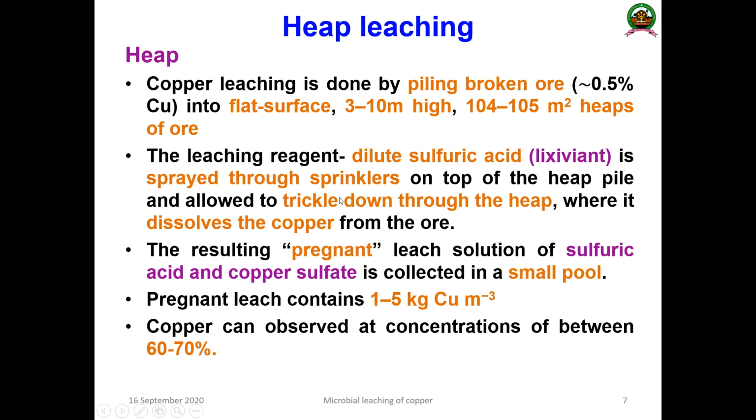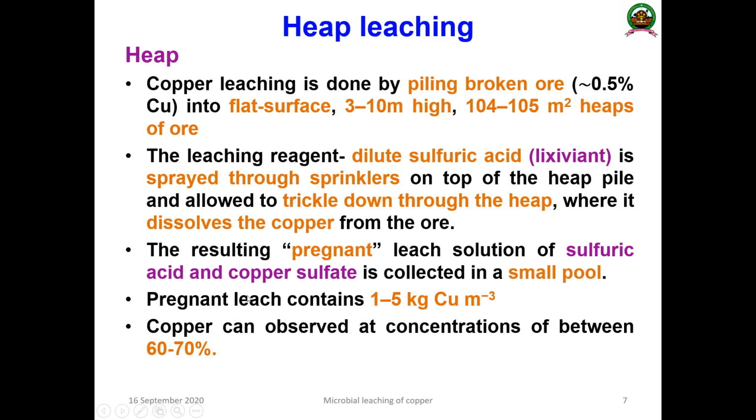Okay, and allowed to trickle down through the heap, where it extracts the copper from the ore. And you will have the resultant solution. That resultant solution, the leachate, is known as a pregnant leachate, or pregnant solution, mainly consisting of sulfuric acid and copper sulfate. That pregnant solution will be collected into a small pond or a pool.